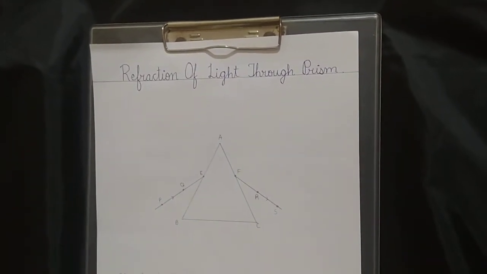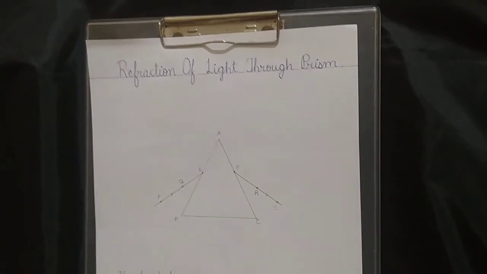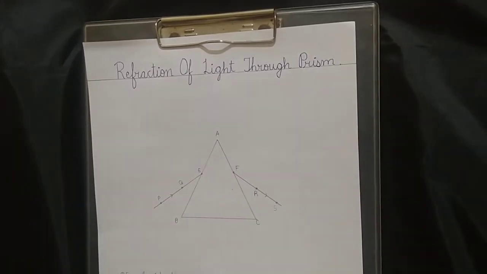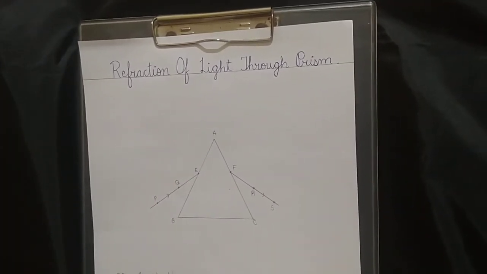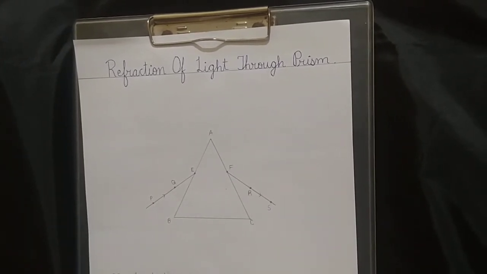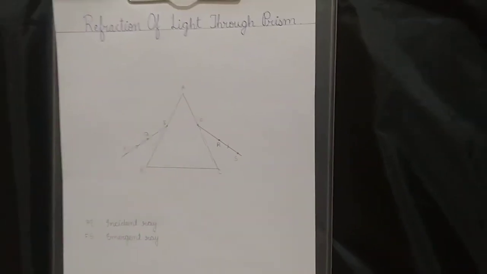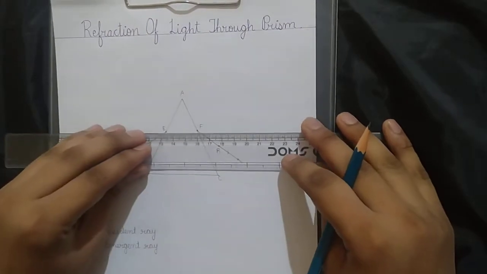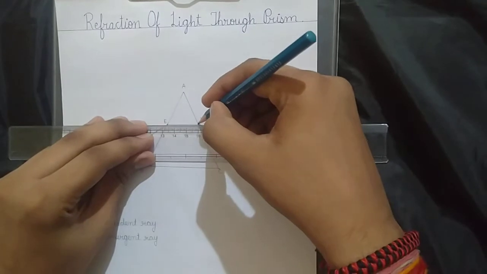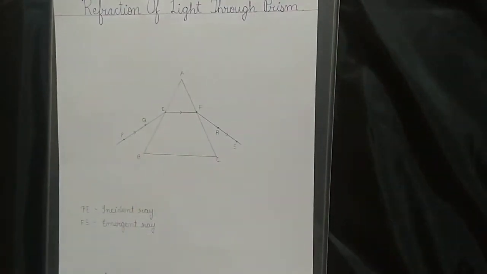So now the ray FS is known as the emergent ray. I'll write down: FS is known as the emergent ray. Now nothing, simple. I'll join the points E and F. And EF is known as the refracted ray.